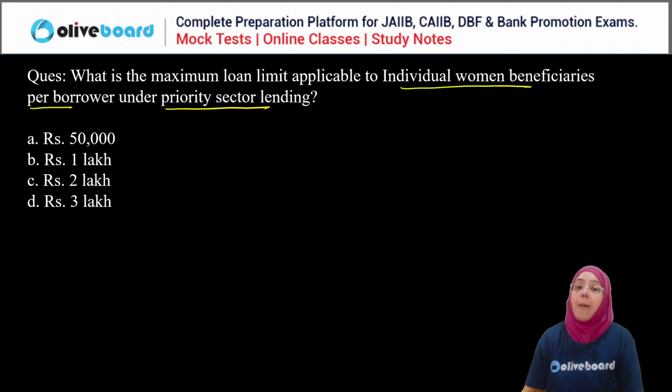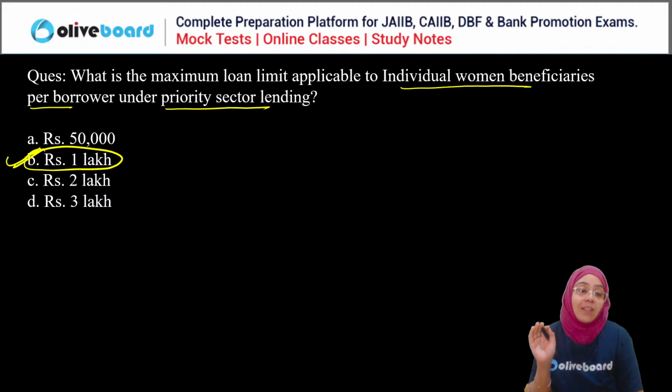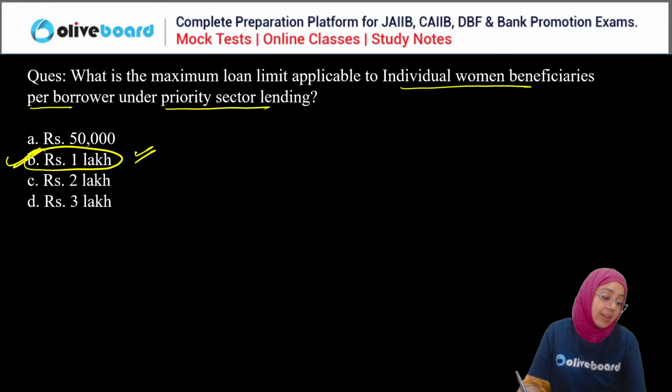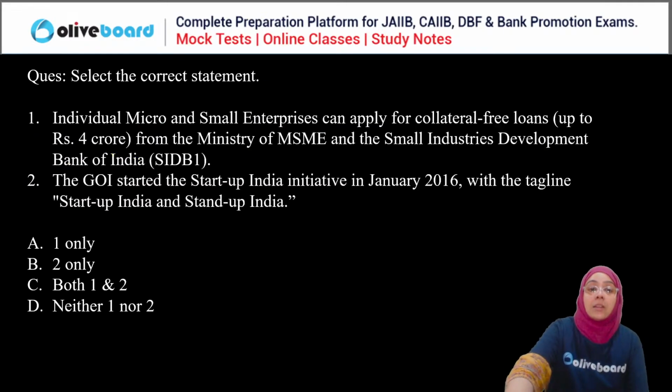Yes, 1 lakh rupees is the correct answer. Women beneficiaries are eligible up to a loan of rupees 1 lakh per borrower in the priority sector lending. 1 lakh is the correct answer. Right. Next question.